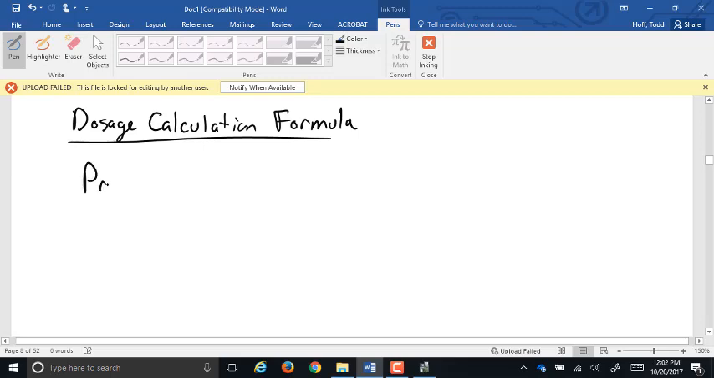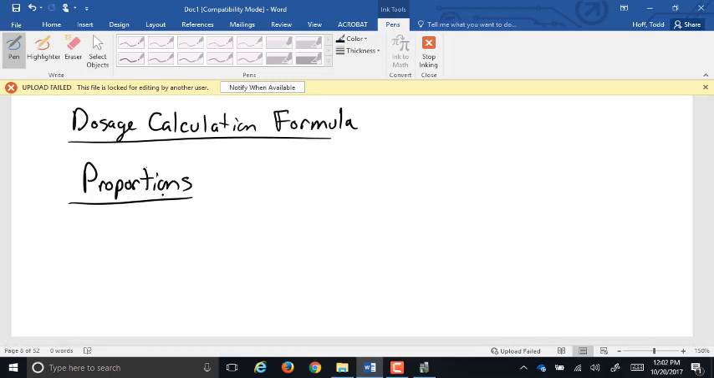The second is proportions. I don't mind proportions because all you're doing is matching things up and cross multiplying and dividing. The weakness of proportions is sometimes it cannot solve the problem in one step. You have to go through multiple steps.